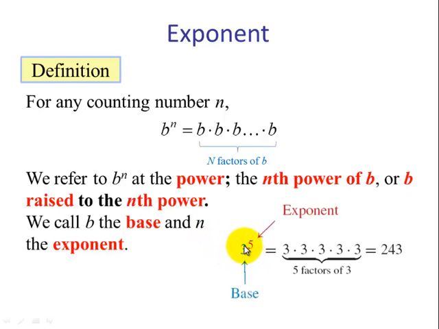We call b the base, and we call n the power. In this example, we have 3 to the 5th power. So the base is 3, and the number 5 is the exponent. We would say this is 3 raised to the 5th power. The exponent tells me the number of times I multiply the base. So 3 to the 5th power is 243.